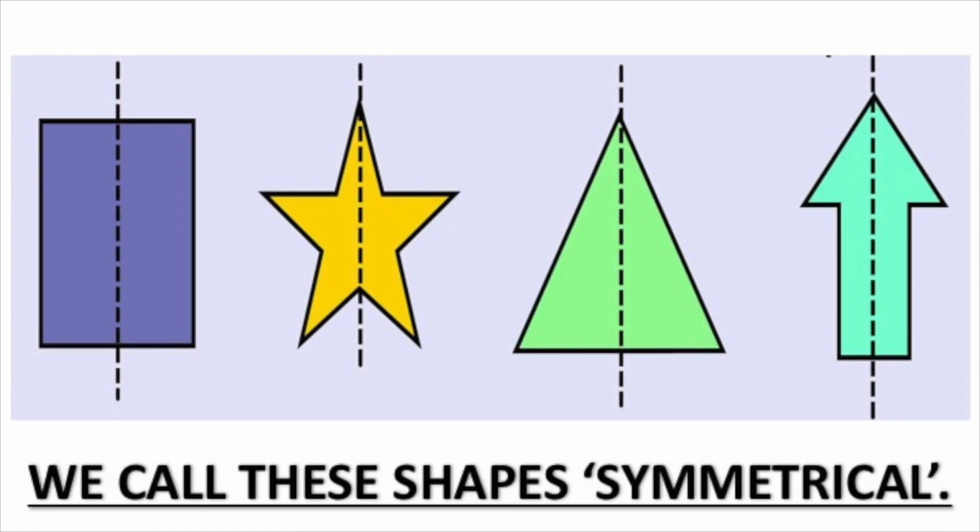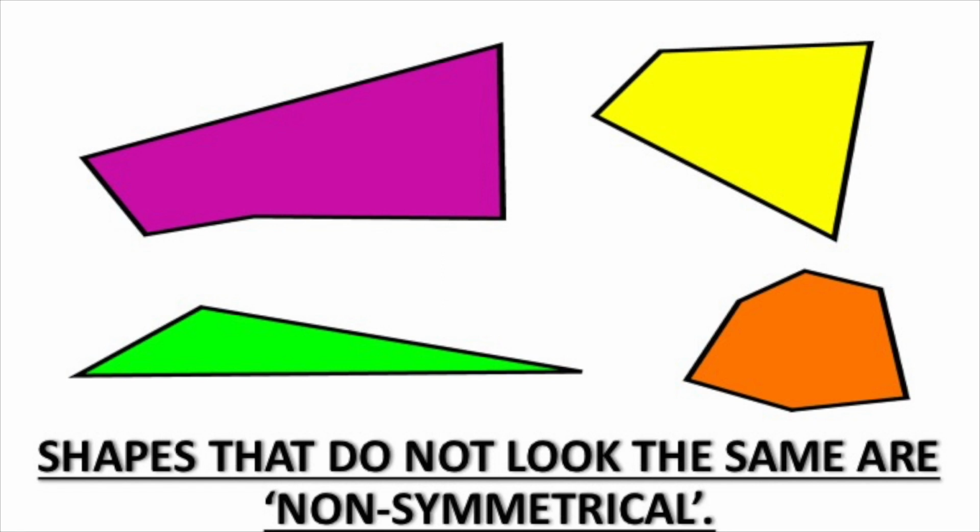We call these shapes symmetrical. And you see how we decide if a shape is symmetrical? We can draw a line down the middle of each shape. And then, if we think the shape looks the same on both sides, it has symmetry or is symmetrical. Okay? Shapes that do not look the same are called non-symmetrical.